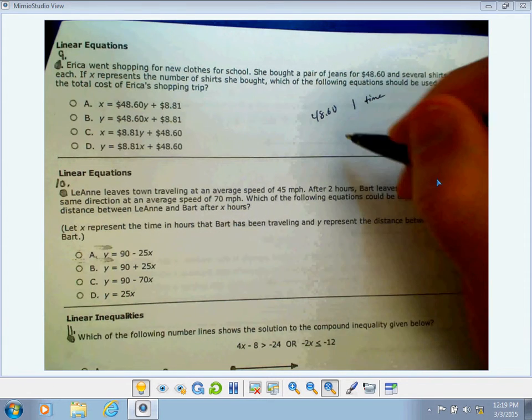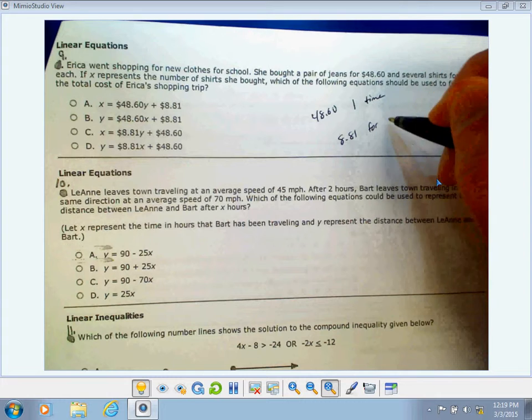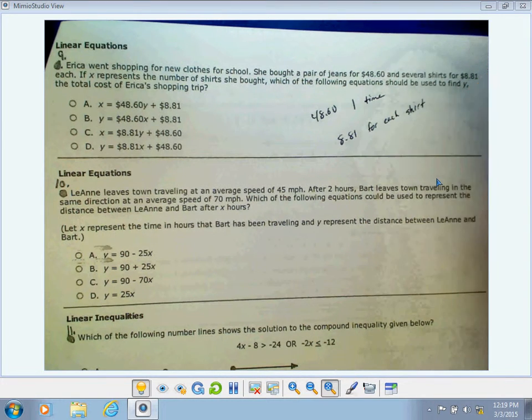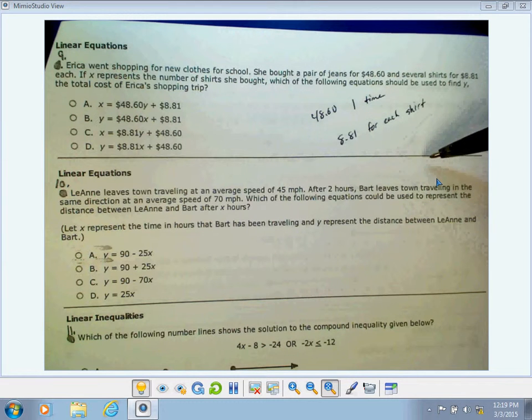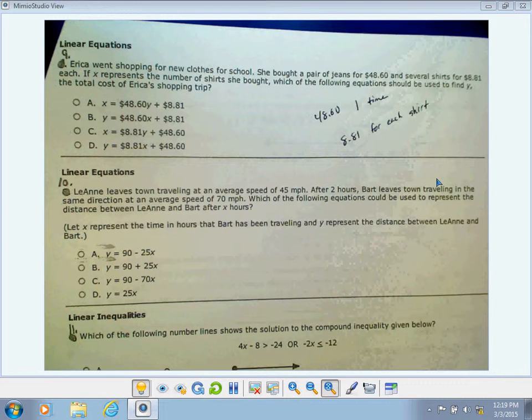and then the $8.81 for each shirt, which means she pays that multiple times. So you always have to ask yourself which one gets the variable and which one doesn't. The one that you pay once does not get a variable. The one that you pay each time does get a variable. So the $8.81 is the one that gets the variable, and the $48.60 does not.